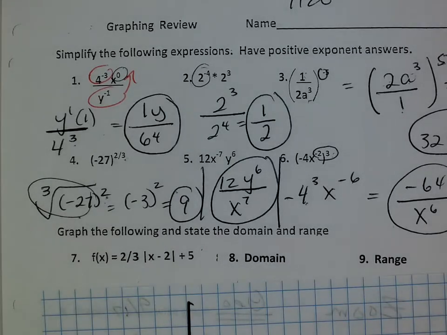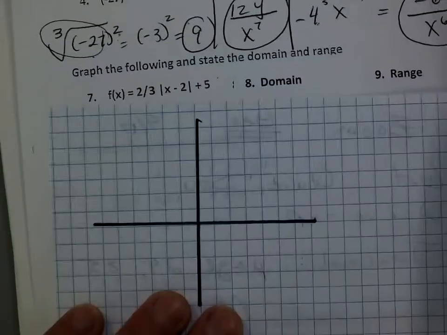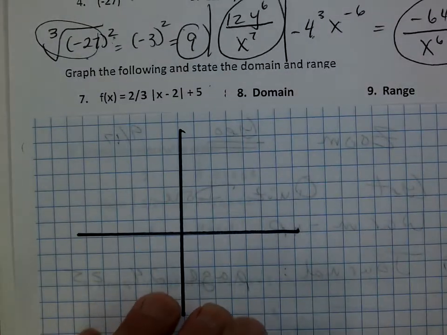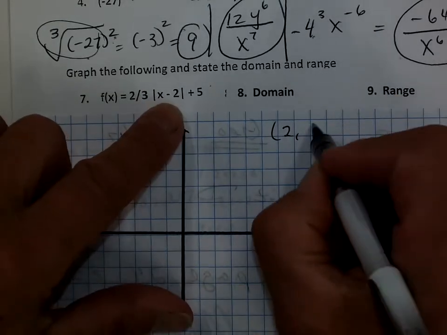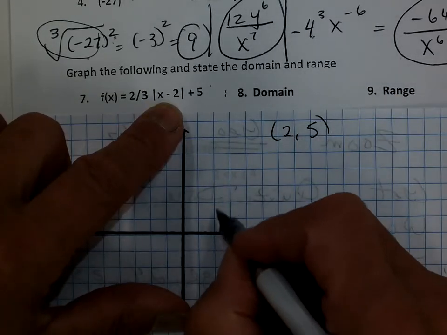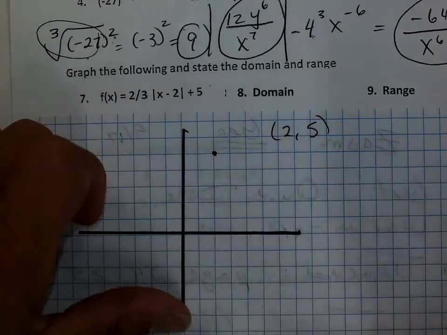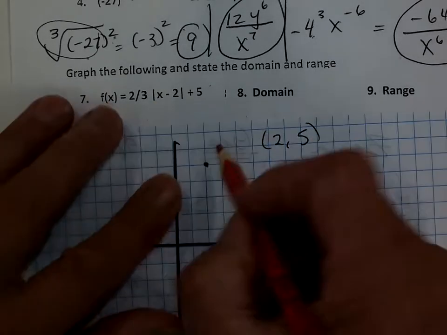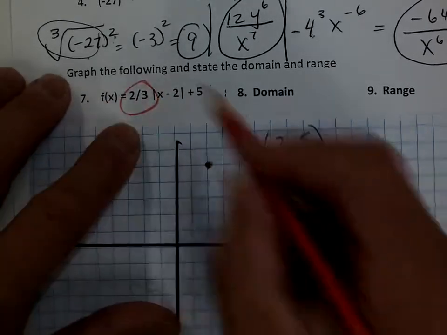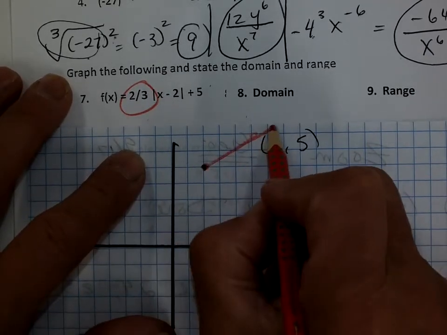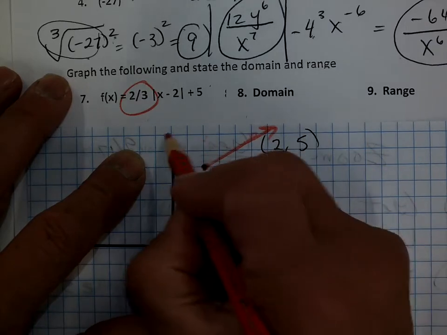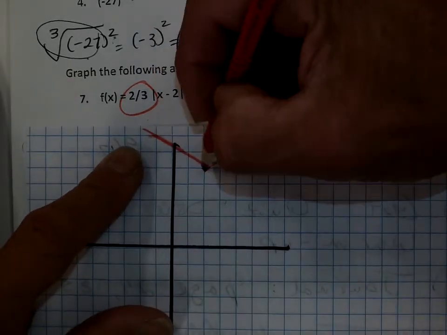So my vertex, let me slide this up so you can see what I'm doing. So my vertex is at 2, because the opposite inside, 5. 2, 1, 2, 3, 4, 5. Let me use a different color. Might be better. And now the slope of 2/3 up 2 over 3. And of course it's a V. 2, 3, it's the V. There you go, okay.